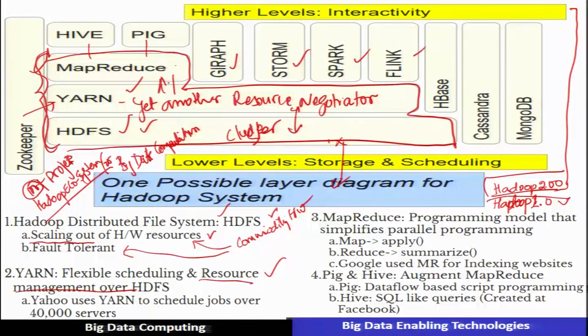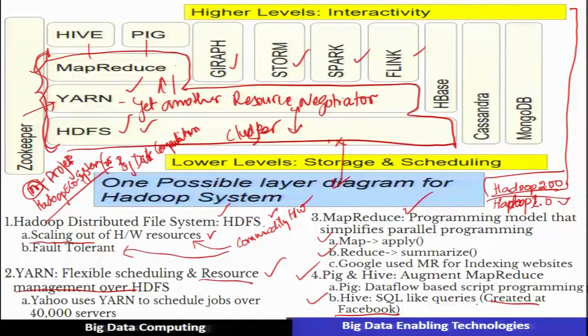Now over Yarn there is a programming model for big data computations, and this will simplify the parallel programming notion using two functions, which are called map and reduce. Google earlier used MapReduce for indexing, and it is so powerful that almost all big data applications can be programmed using this paradigm, MapReduce, that we will see in this part of the course in more detail. Now over MapReduce there are two tools which are available. One is called Pig and the other Hive. Hive was created at Facebook.